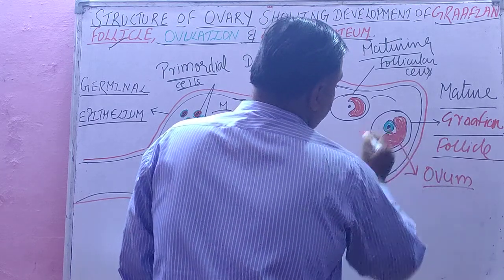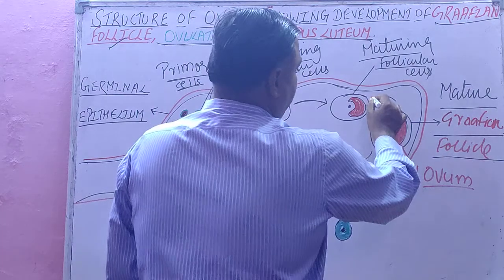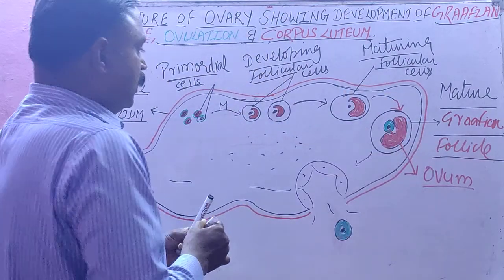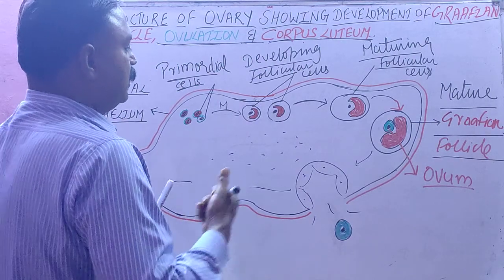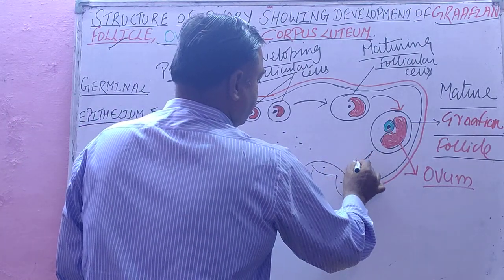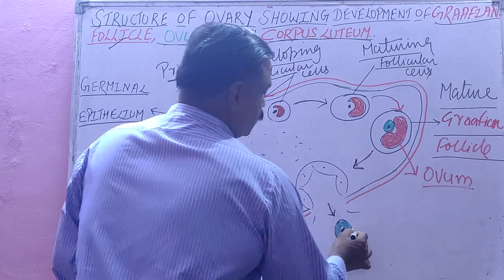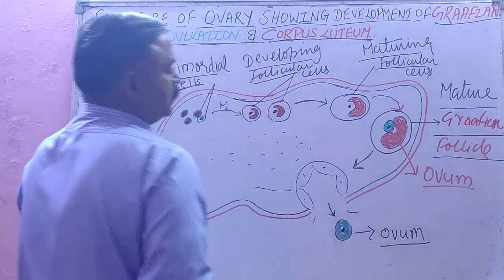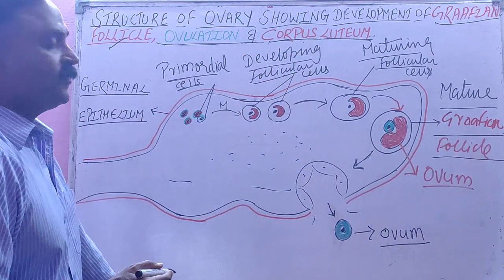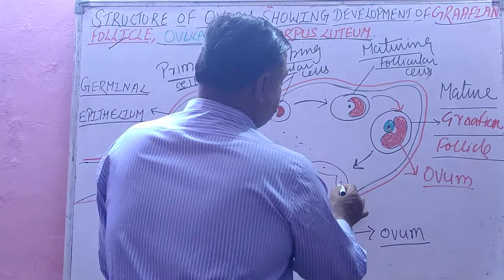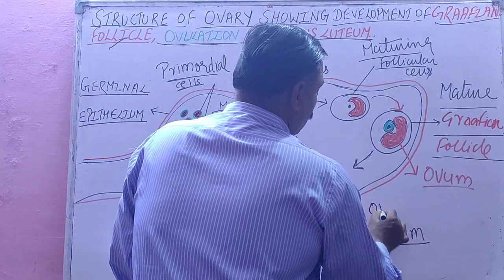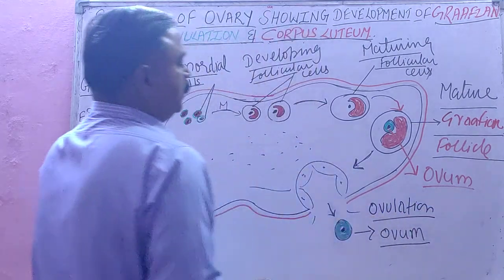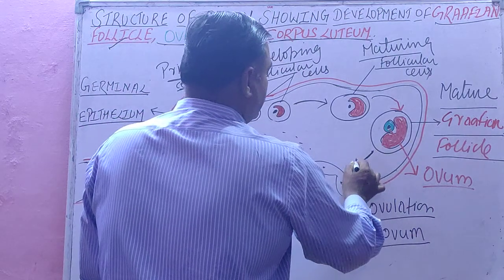You see, student, this green structure is the ovum. Now this is the mature Graafian follicle. It ruptures to release the ovum. After 14 days of development, ovulation occurs. This process is called ovulation. This phenomenon is called ovulation, student.